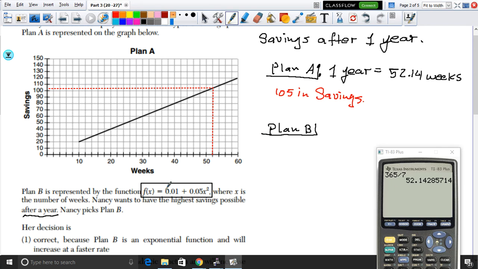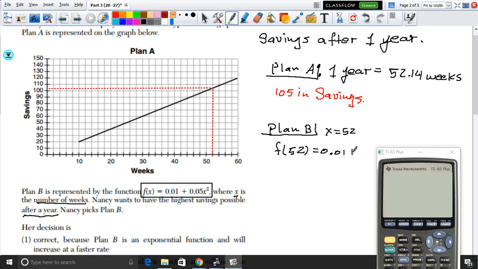Well, they're giving us a function here. Notice that in this function, the only variable is x, and x is the number of weeks. We know that we're still looking for 52 weeks. So let's look at our function and see what happens after 52 weeks. So x is 52, and we get f(52). Here, x is equal to 52 because that's how many weeks we have.